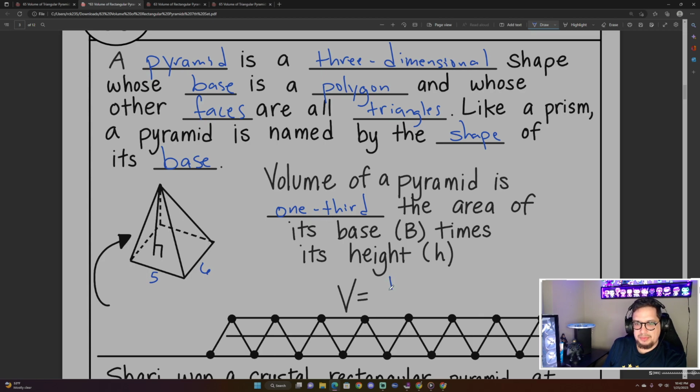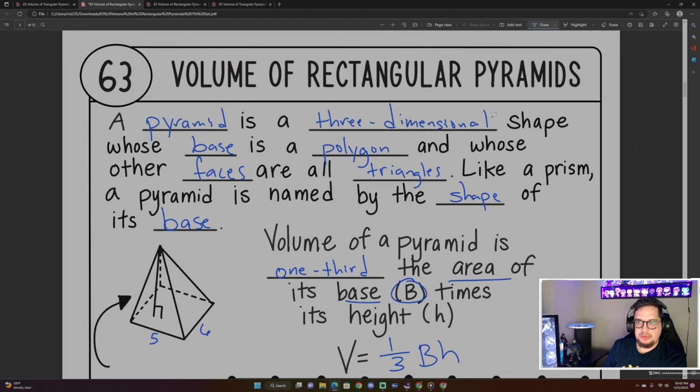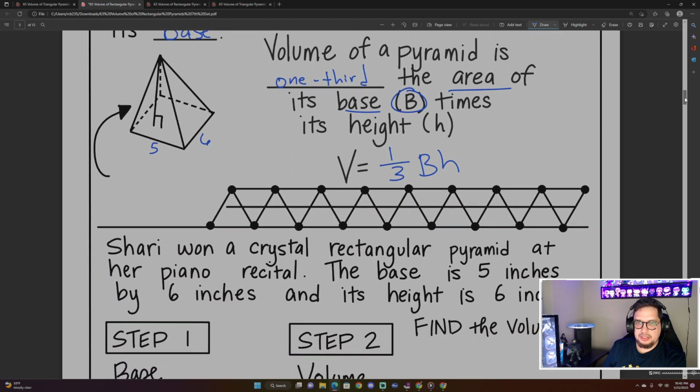So the formula is going to be 1/3 base times height. Let me scroll down a little bit. Okay. So 1/3 area of base times height. Remember, capital B is the area of the base. So again, a pyramid is a three-dimensional shape whose base is a polygon and whose other faces are all triangles. Like a prism, a pyramid is named by the shape of its base.